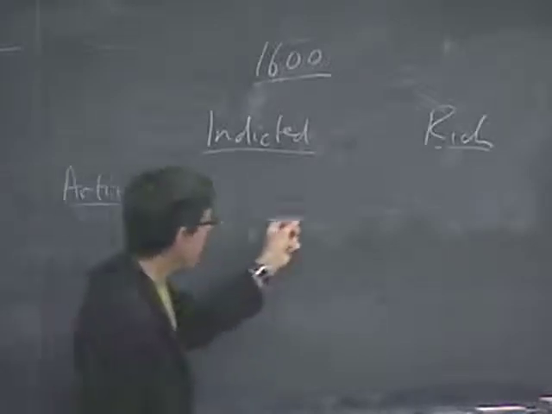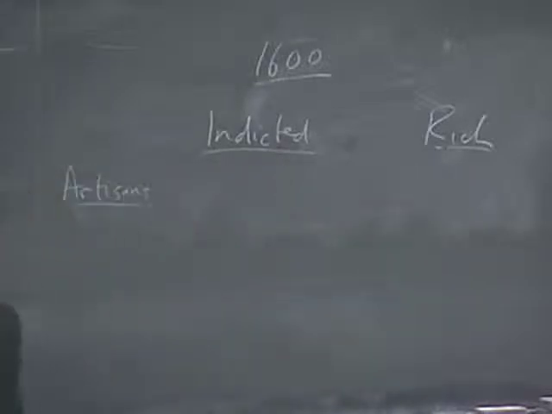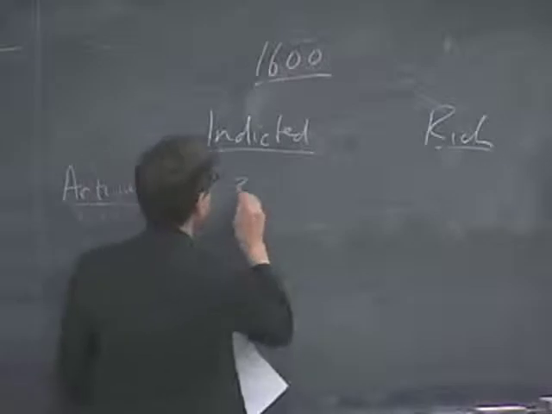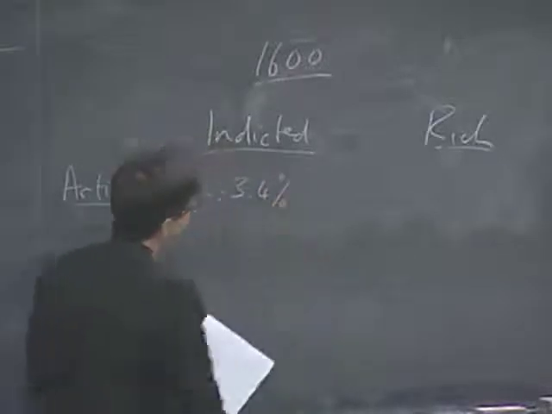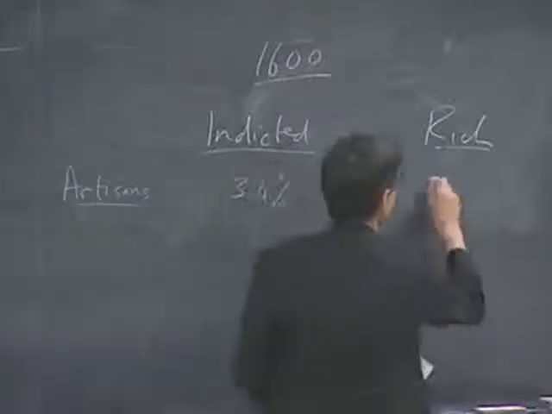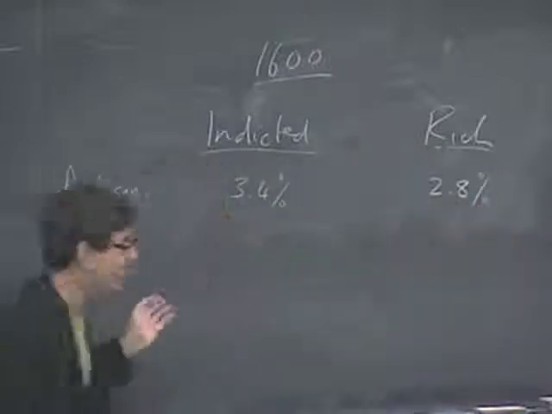If there was no social mobility, we'd also expect that we wouldn't find any of these names amongst the rich, because these were people who started just as artisans. They weren't the lords, the landowners, the rich of this pre-industrial world. What we actually find is that amongst the indicted, 3.4% of them have these artisan surnames. And amongst the rich, 2.8%. There's actually very little difference.